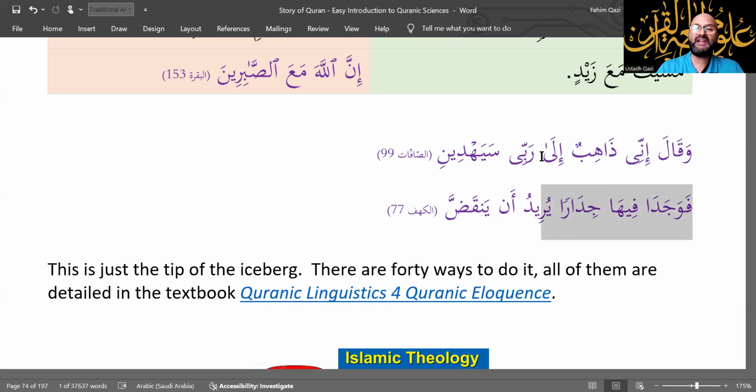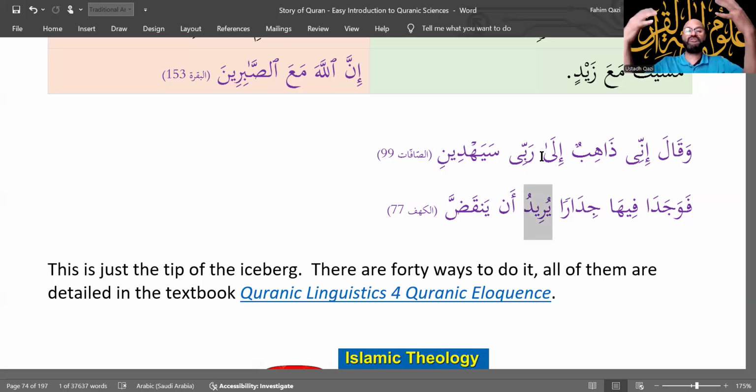فَوَجَدَا فِيهَا جِدَارًا يُرِيدُ أَن يَنْقَضْ. So Musa and his companion Khidr were traveling, and it's a long story in Surah Al-Kahf that you may be familiar with, and they found in that place jidaran, a wall. Jidar is wall, and wall is a dead object. It's not a human being. It's not an animal. It says here yuridu, as if the wall wants to fall and collapse. Jidaran yuridu an yanqad. How can a jidar have the desire to collapse?